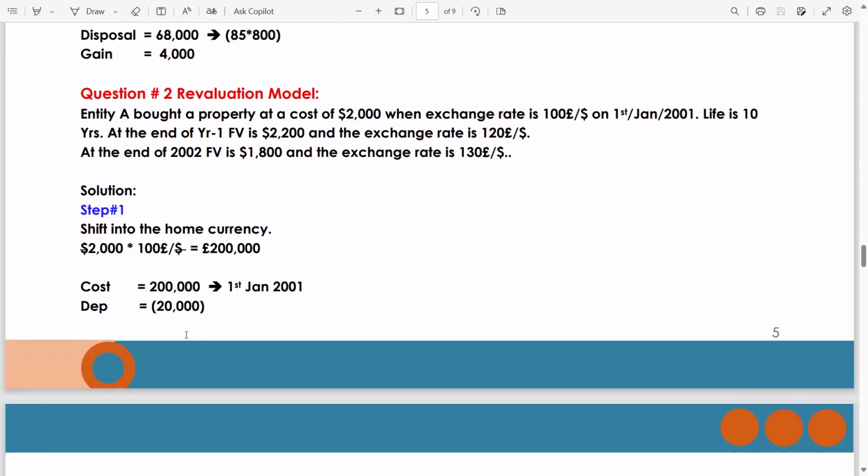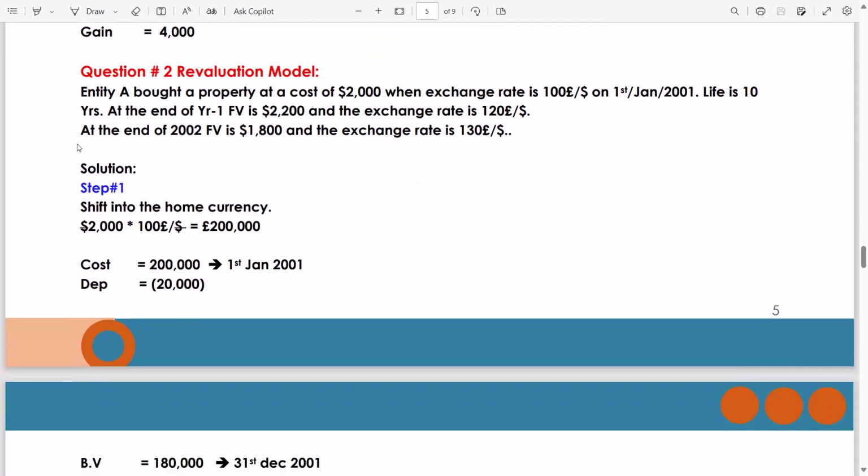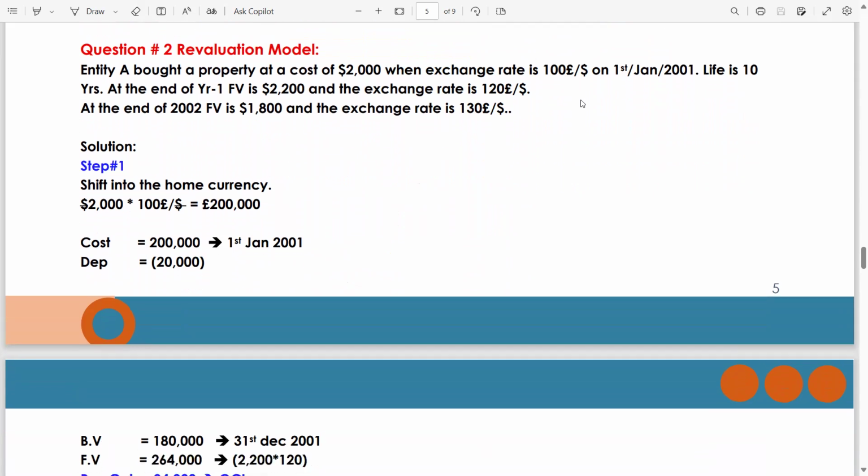Let's solve one question on the revaluation model. Entity A bought a property at a cost of $2,000 when the exchange rate is £100 per dollar on 1st Jan 2001. Life is 10 years. At the end of year 1, fair value is $2,200 and the exchange rate is £120 per dollar. At the end of 2002, fair value is $1,800 and the exchange rate is £130 per dollar.